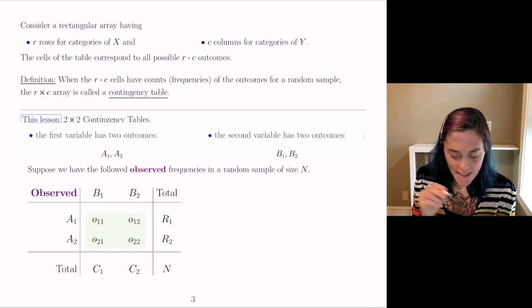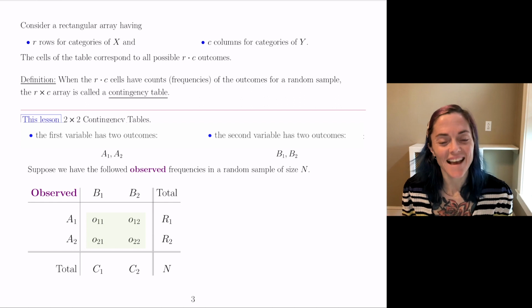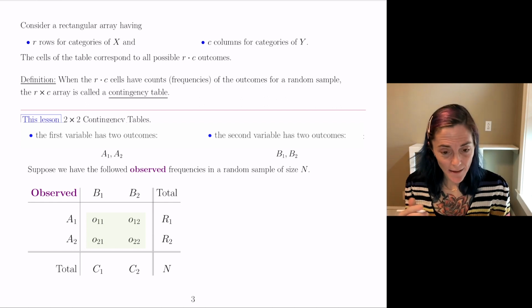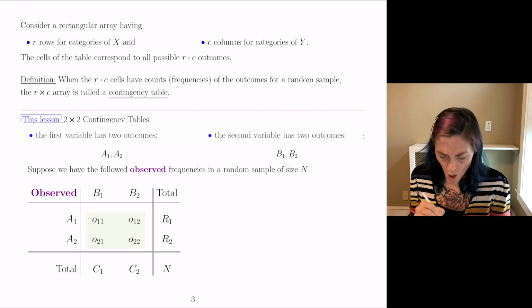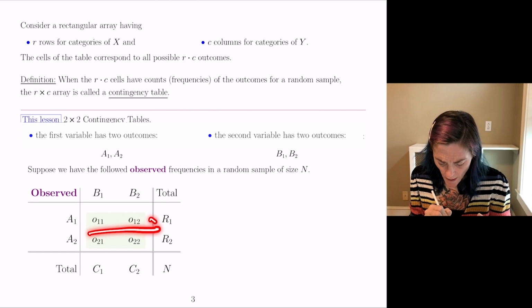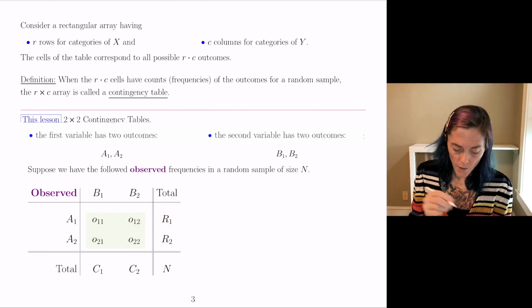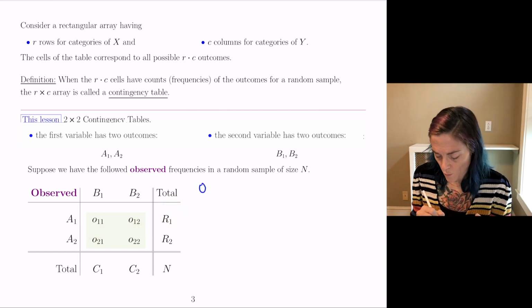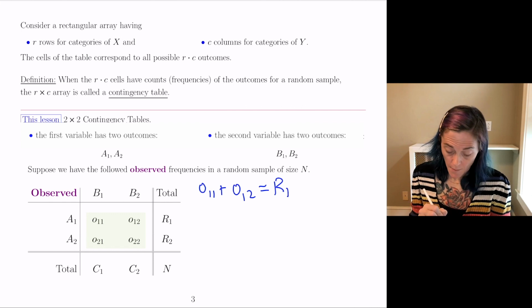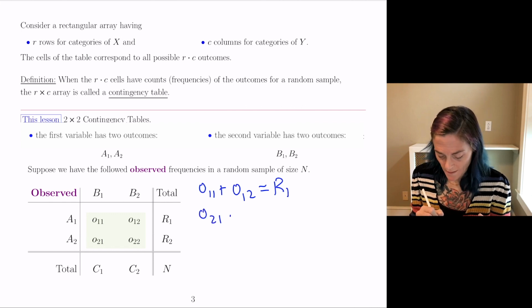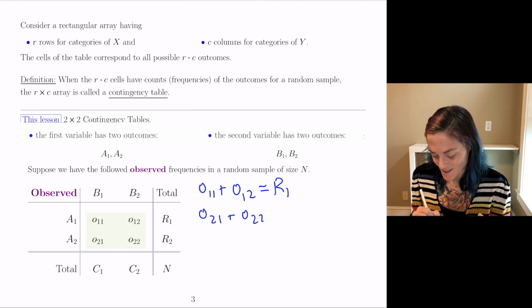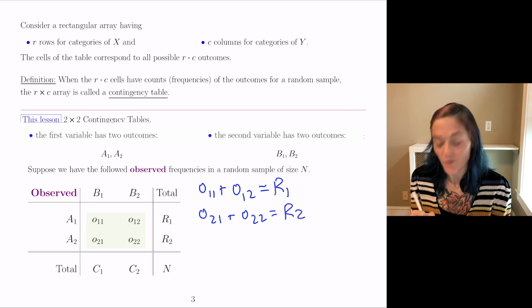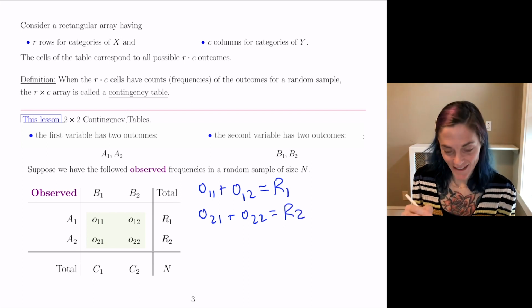So there are some relationships here, just to point this out, because we see letters and not numbers. But when we add this way, we get this total. So this says, for example, O11 plus O12 equals this R1. Similarly, O21 plus O22 equals this R2. I hope I'm making myself clear.